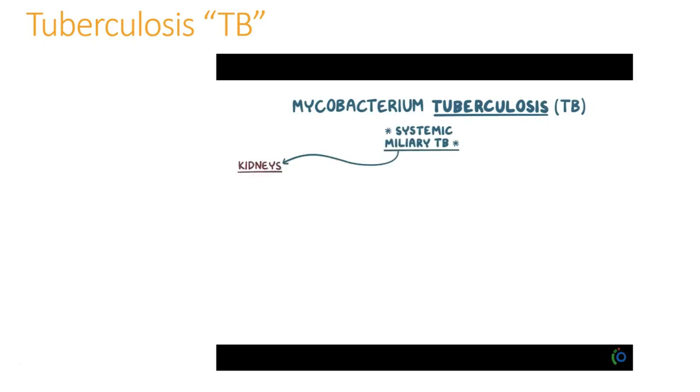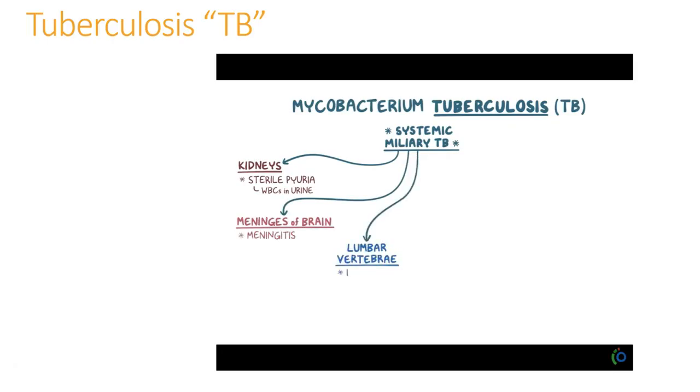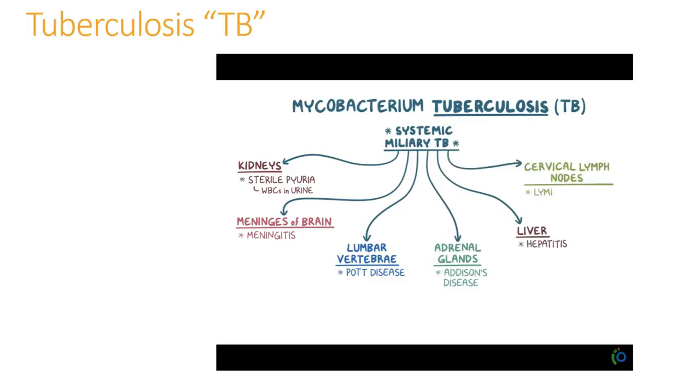Kidneys are commonly affected, resulting in sterile pyuria, or high levels of white blood cells in the urine. It might also spread to the meninges of the brain, causing meningitis, the lumbar vertebrae, causing Pott disease, the adrenal glands causing Addison's disease, the liver causing hepatitis, and the cervical lymph nodes causing lymphadenitis in the neck, also known as scrofula.